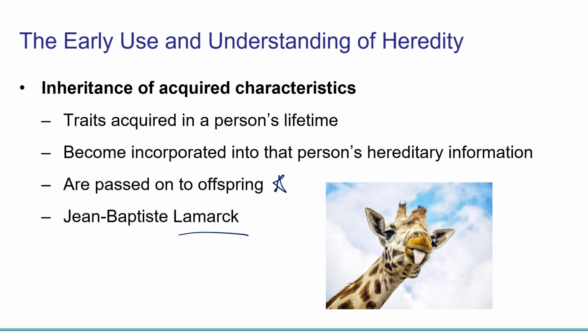So remember, this is traits that are acquired during the lifetime. So what this idea is saying is that based on what you do during your life, you can change your physical characteristics and thereby change your genetics. And that's where we get the problem here.